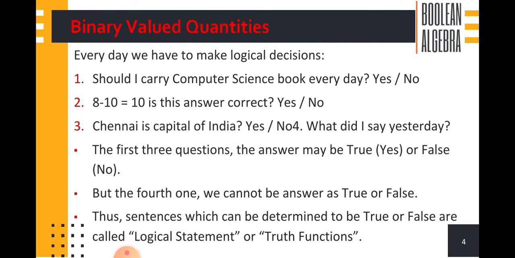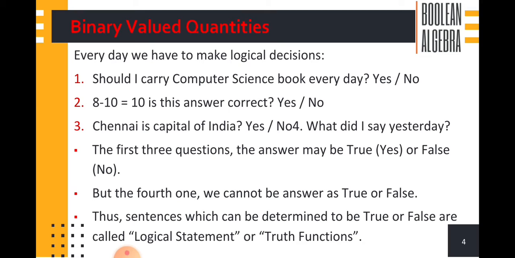The fourth question: what did I say yesterday? For this question you cannot directly say yes or no. You have to give a description about the statement, so you have to answer in a descriptive manner. The first three questions have answers that may be true, that means yes, or false, that means no. True means the value is 1, false means the value is 0.